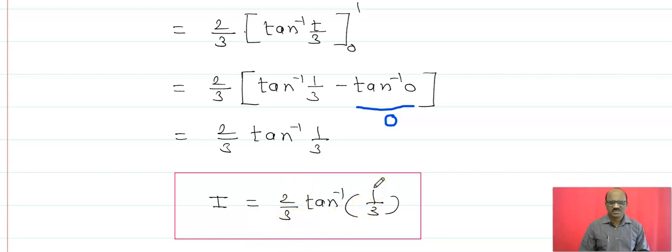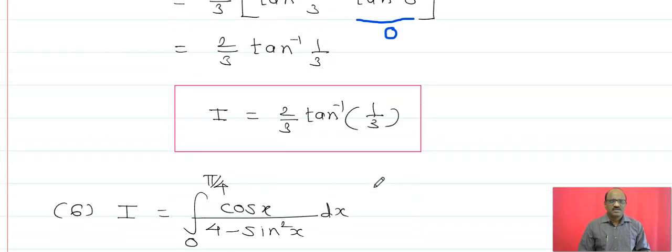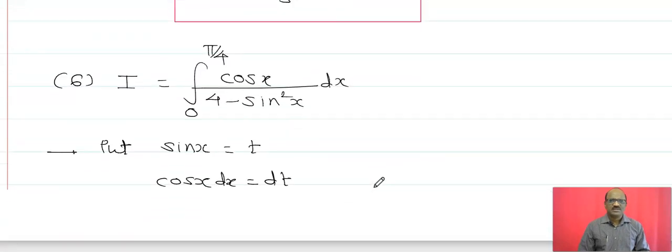This type of examples are here. Now next, question number 6. I is equals to integral 0 to pi by 4 cos x upon 4 minus sin square x into dx. Very simple example. By using the method of substitution, put sin of x is equals to t. Its derivative: cos of x into dx is equals to dt.